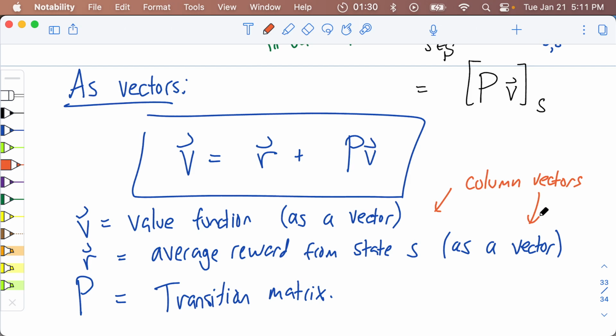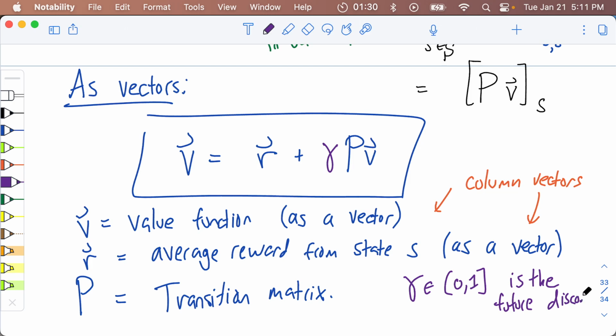Any questions or comments? Yeah. What happened to the gamma? Yes, I forgot the gamma. I should put gamma back in. Very good. There should be gamma. It's because I'm thinking of gamma equals 1. Let's write that down. Gamma in 0, 1 is the future discount factor. So that's the Bellman equation, or the baby Bellman equation.